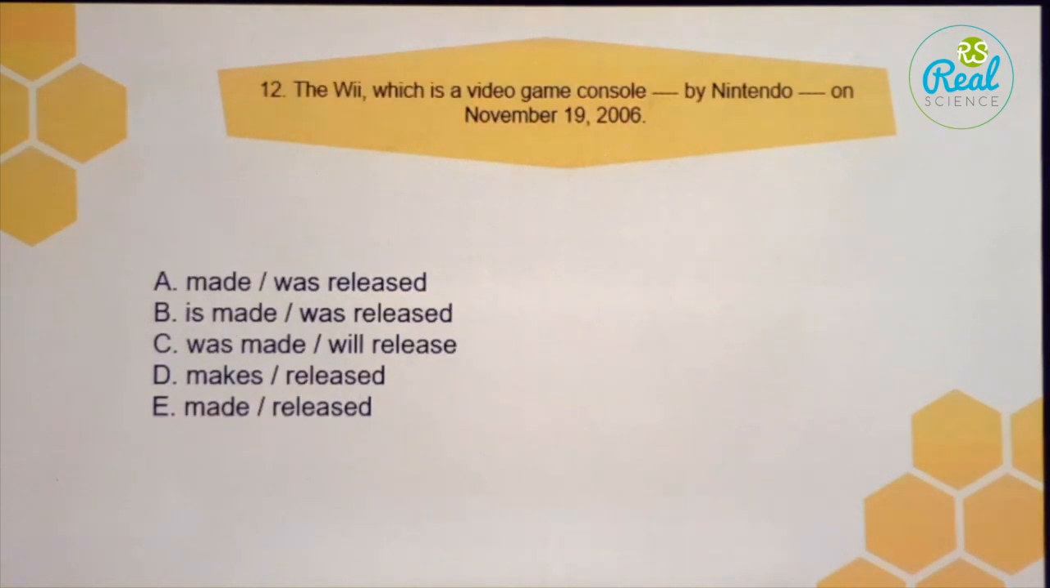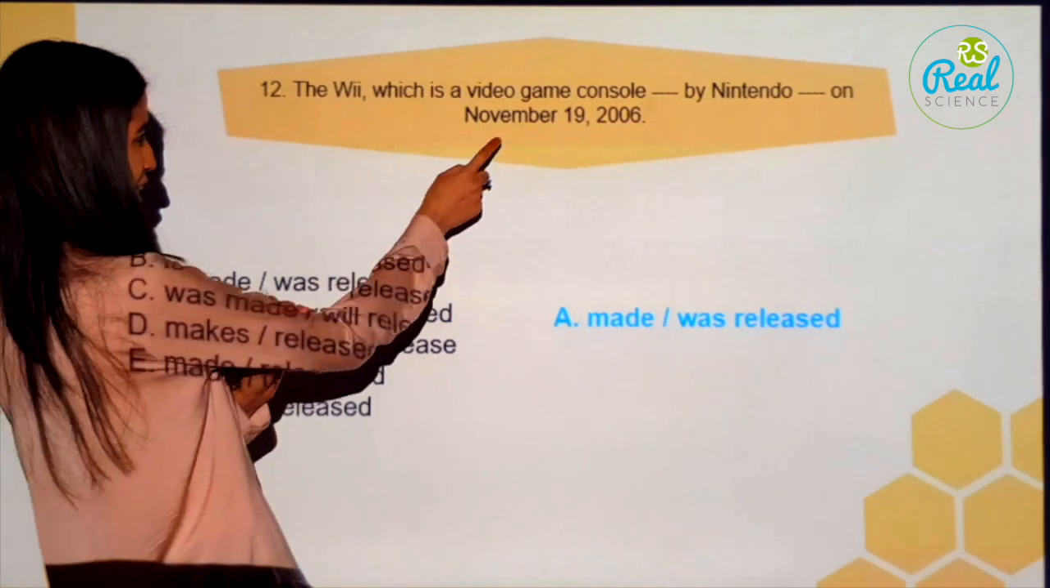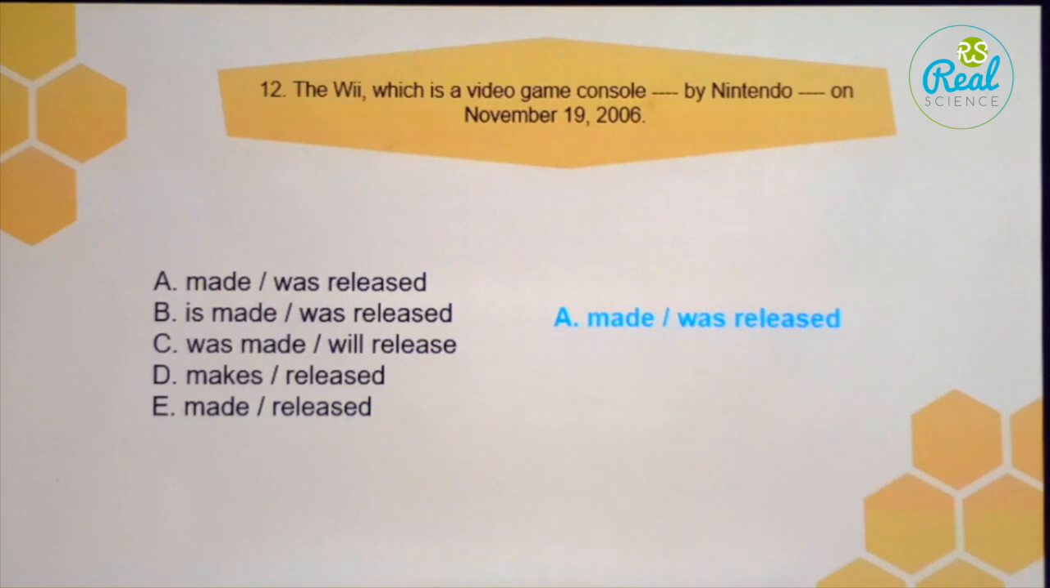Next one. The V, which is a video game console. I never heard of this game. By Nintendo on November 19, 2006. A. Yes, when we have the exact date, what do we use in the past? Past simple. Yes, past simple.